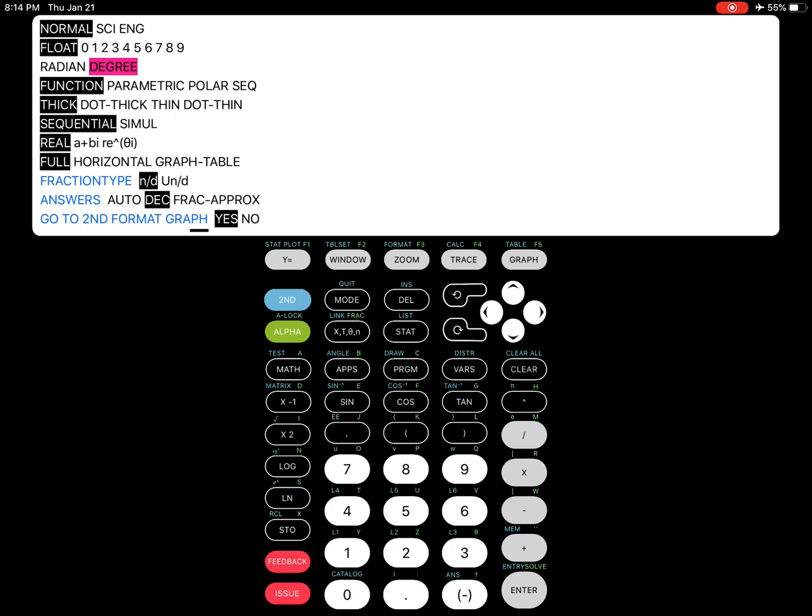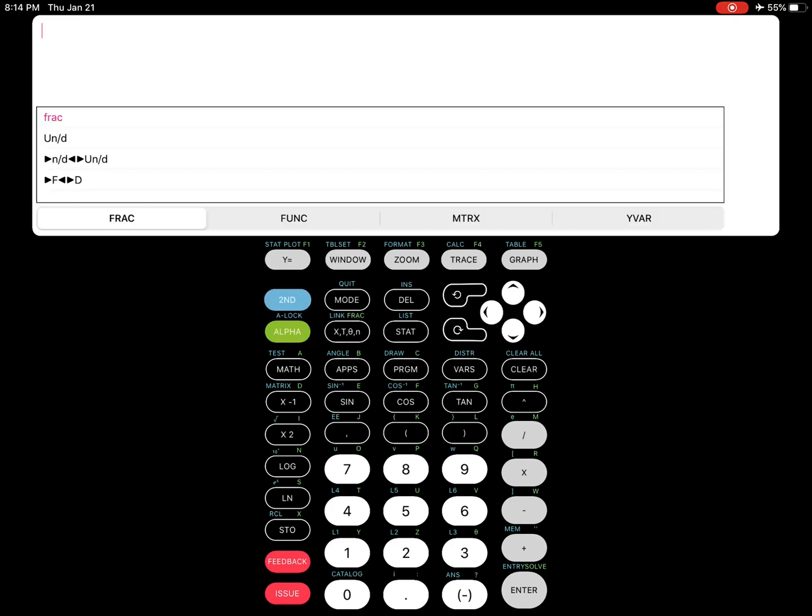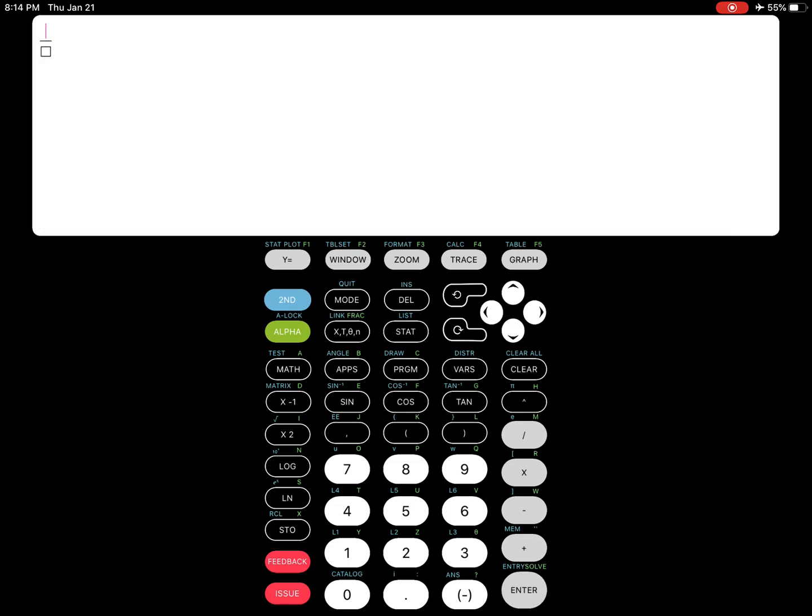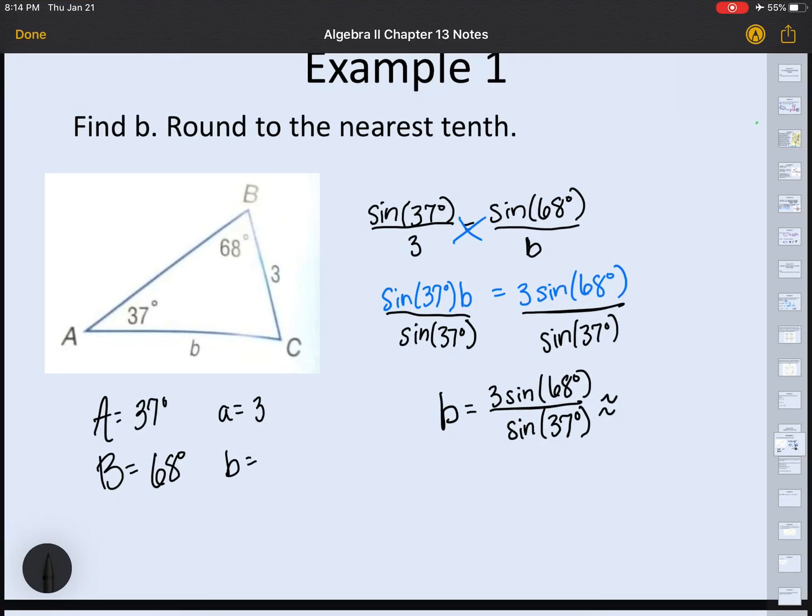And we're putting in there 3 sine 68 all over sine of 37. And it's about 4.6 when we round off there. So it's about 4.6. So b is about 4.6 units long.